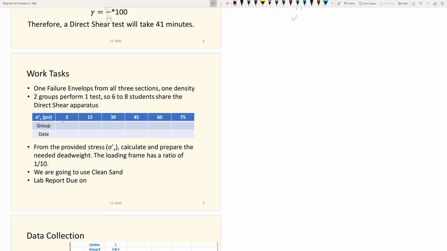And also you need a cranker to move the shear box, to move the device by turning it slowly, and also you need a timer, to call out at certain times when everyone needs to read the dial gauge. So at least 5 people to get one test done, and we have 4 groups, so we can get at least 4 data points.